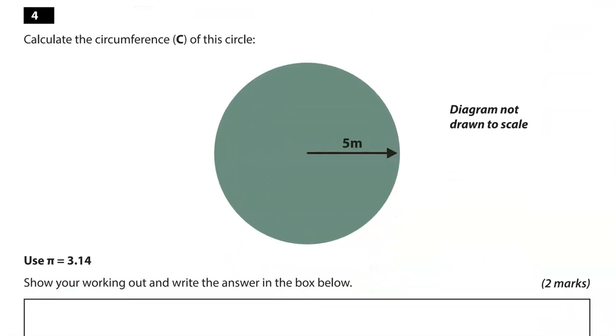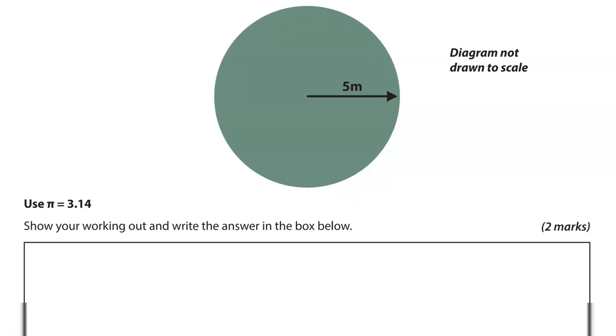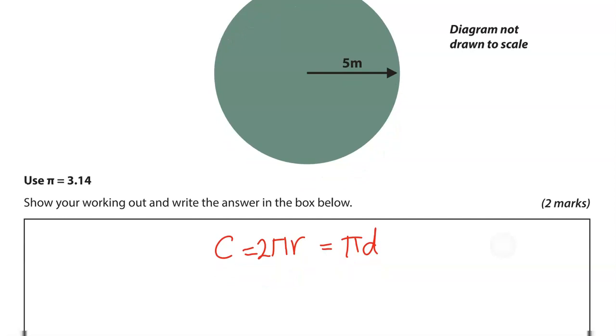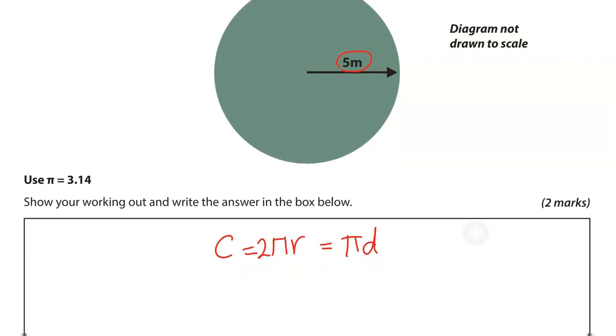Now we've got to calculate the circumference of this circle. Use pi equals 3.14. Show your working out and write the answer in the box below. So we've got to use the formula for the circumference of a circle, which is C equals 2 pi r or pi d, so whichever is applicable. In this case we're given the radius, which is 5 meters, so we're going to stick with this first one.